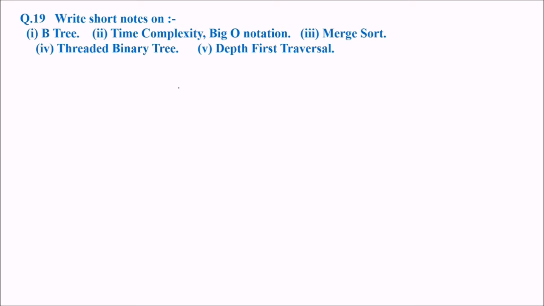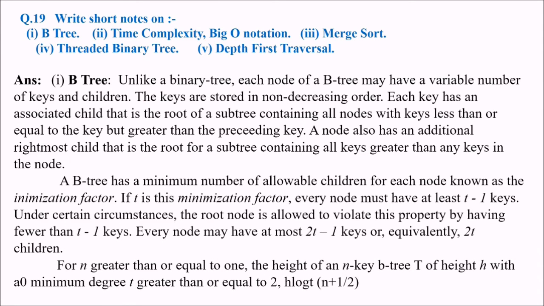Write notes on B tree, time complexity, big-O notation, merge sort, threaded binary tree, and depth first traversal. Let us learn them one by one. First of all, B tree. What is this B tree? Is it binary or balanced tree?